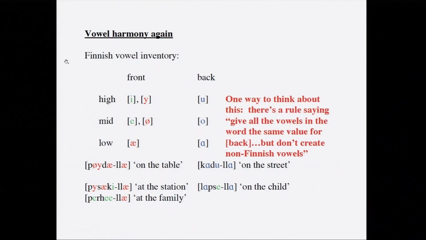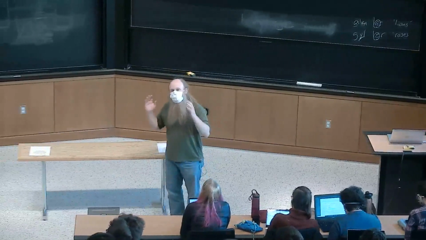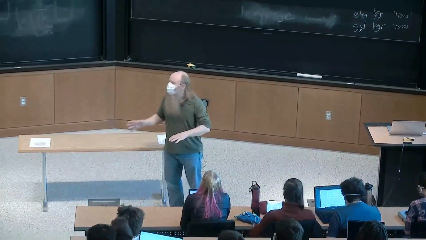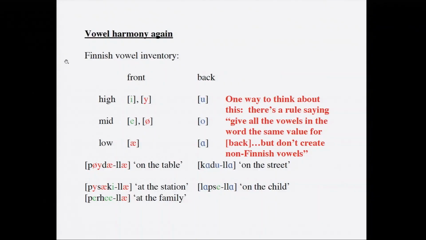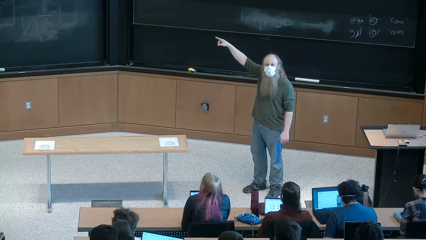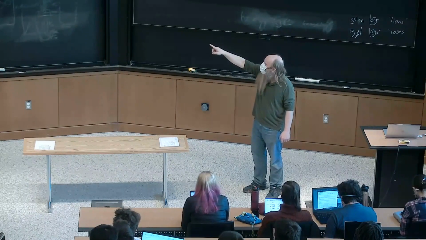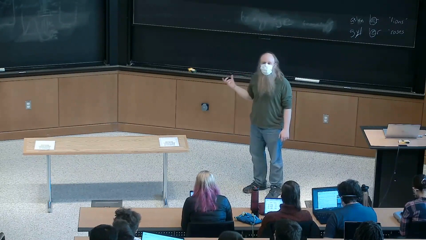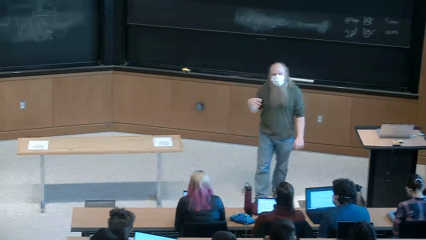So one way to think about what's going on in these suffixed versions at the bottom is to say, there's a rule saying, give all the vowels in the word the same value for back. Oh, except don't create vowels that don't exist in Finnish. So when you're doing on the child, it would be nice if you've got a back vowel and then a front vowel and then a back vowel. But there's nothing you can do about the front vowel A. There isn't a corresponding back vowel in Finnish, right?